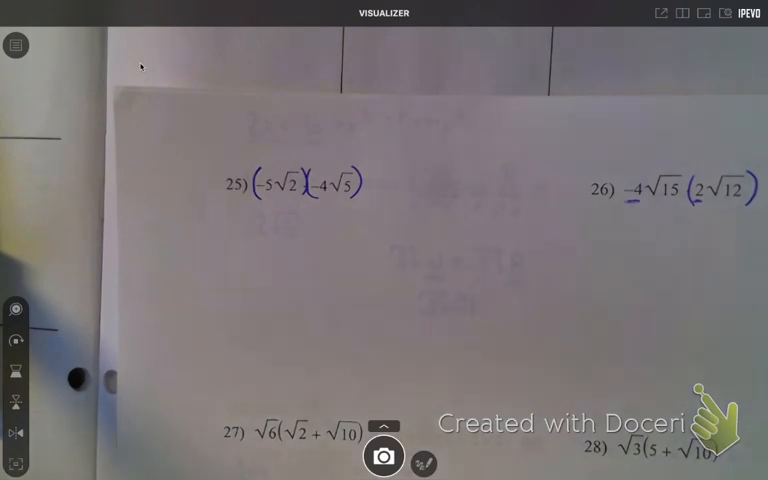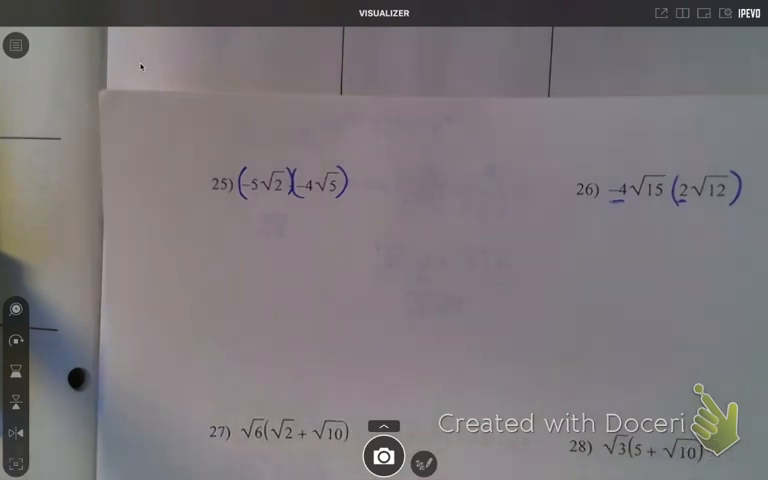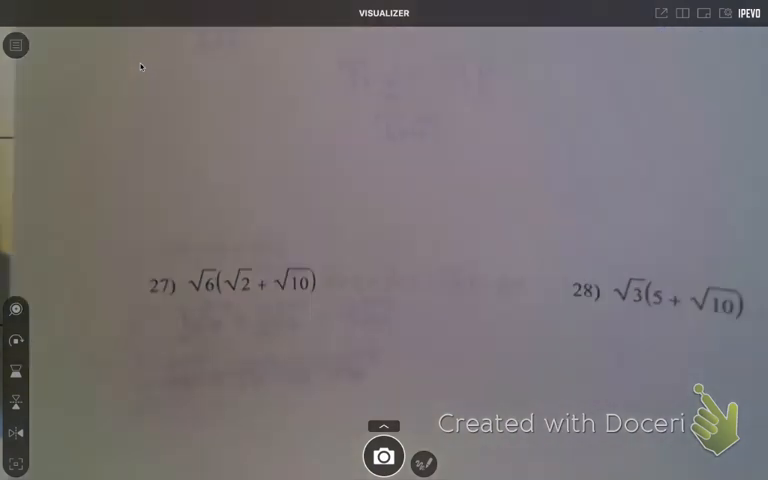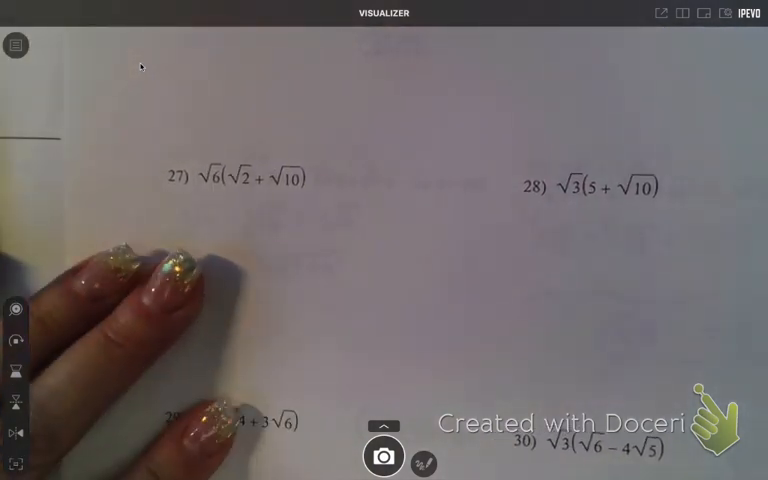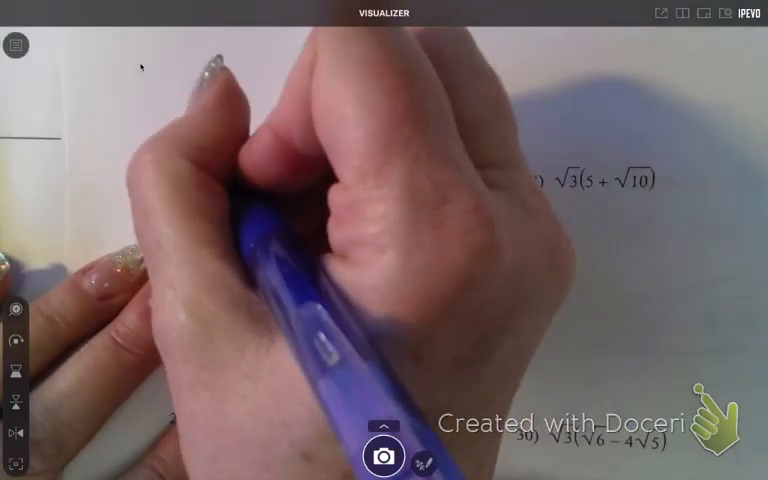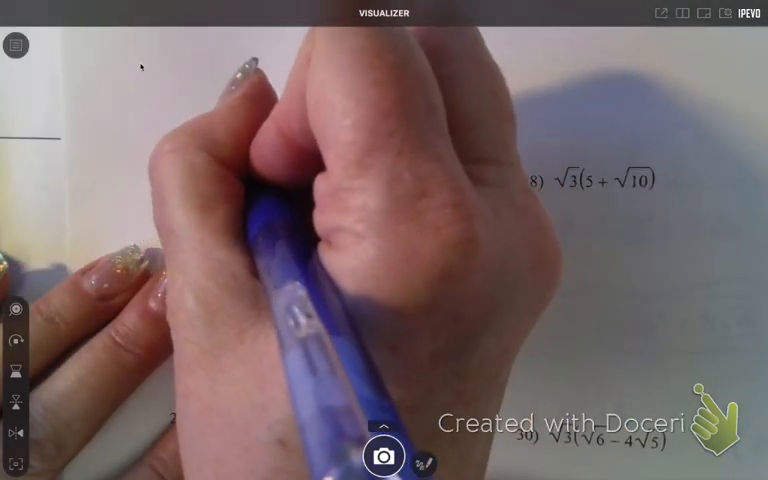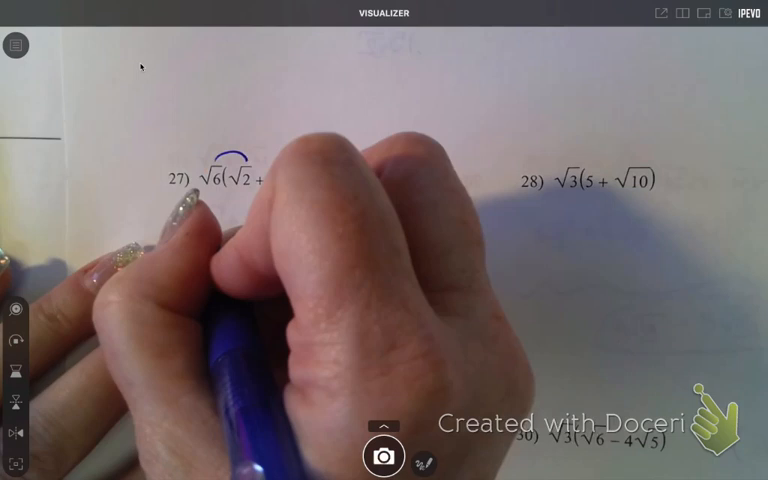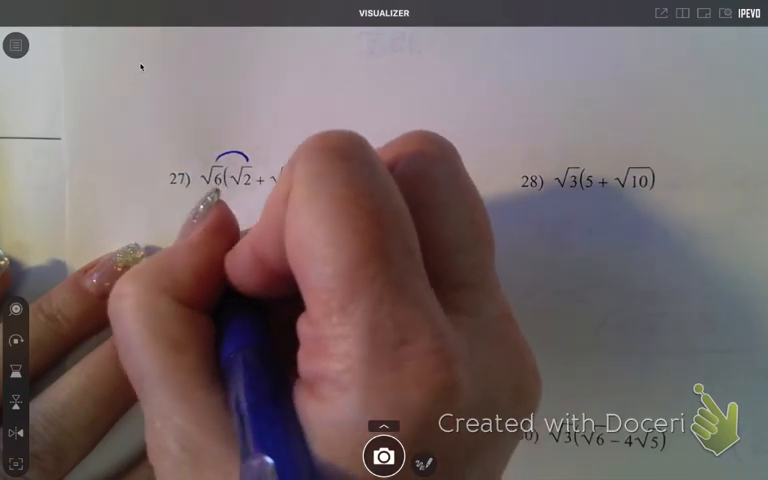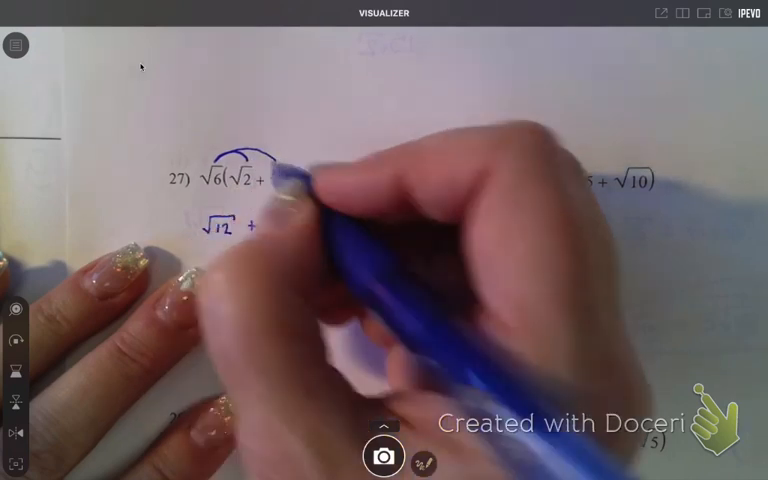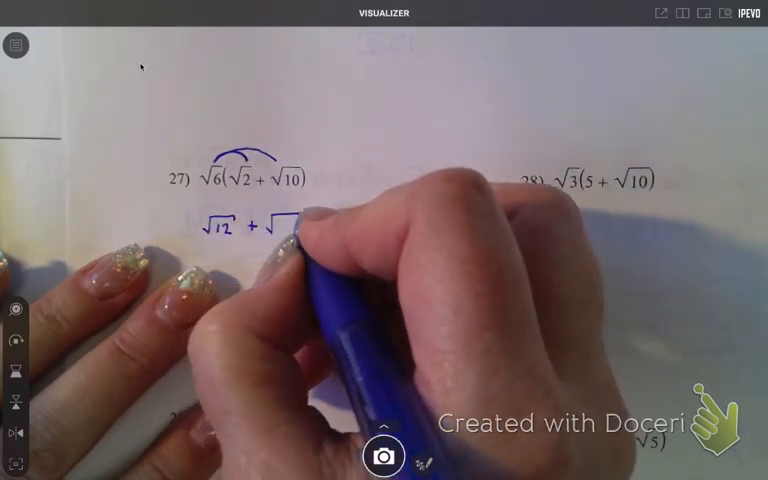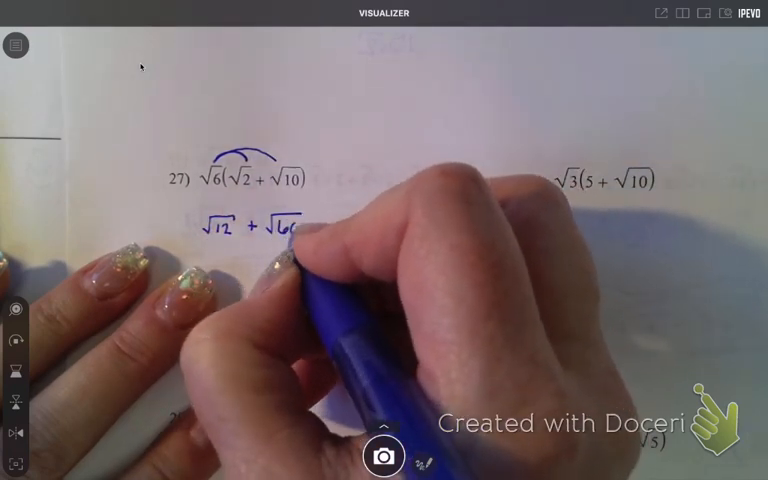Okay, what about 27 through 32? Do they look different? We have to distribute, don't we? So let's do 27. The square root of 6 times the square root of 2 is the square root of what? 12. Plus the square root of 60. And now I have to simplify them to see if I can add them.